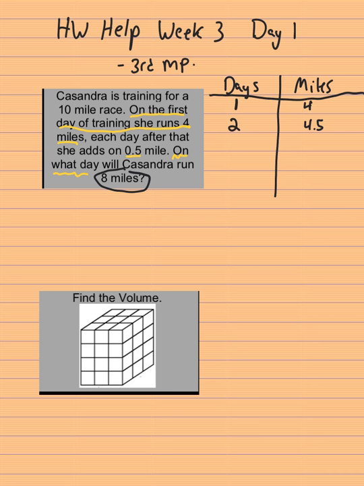Well, I'm going to keep my table going, and I'm going to add on 0.5 or half each time. So 4.5 plus half is 5. Now remember, you can also use a calculator to add on 0.5 each time, but for most of you, this should be mental math. Okay, on day 4, 5.5, and I'm going to keep going until I get to that 8 miles. Day 5, 6. Day 6, 6.5. Day 7, 7. Day 8, 7.5, and day 9 is 8 miles.